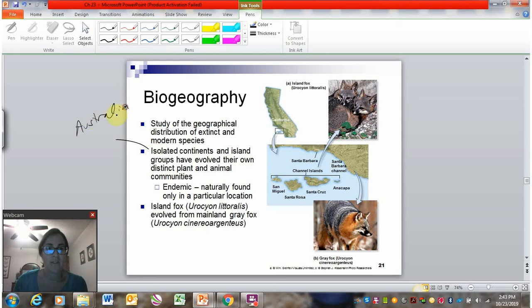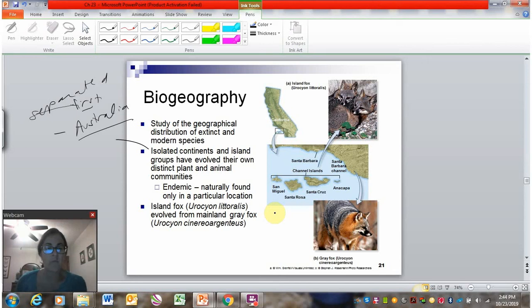So Australia separated from the other continents first. So when all the other continents were still together, Australia split off of it. So it has had a longer time in which it was not sharing organisms with other continents. And so you see different evolution occurring there.